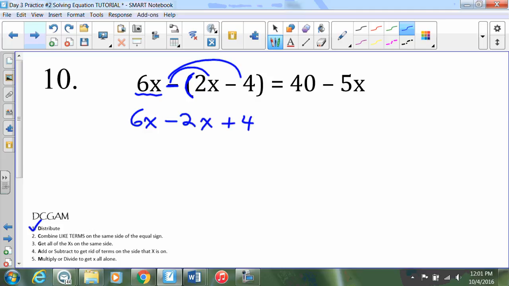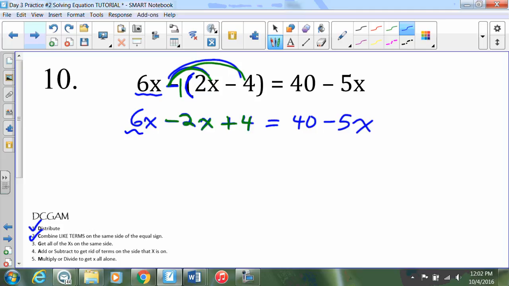Now, if you didn't like that, feel free. We can do it again. We'll do it in green. We can change this minus into a minus 1. So negative 1 times 2x still is negative 2x. Negative 1 times negative 4 still is a positive 4. So either way you do it, you're going to get the right answer. And then after we distribute, we're going to bring down the equal, bring down the 40, bring down the 5x, and we're going to move on to combining like terms on the same side of the equal sign.